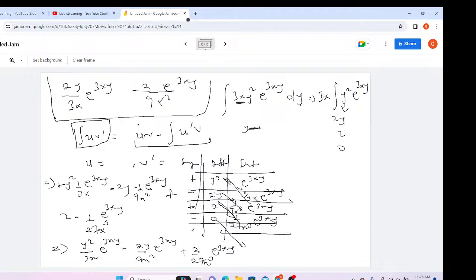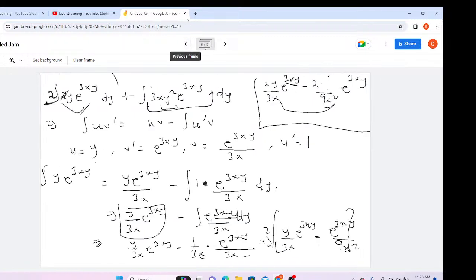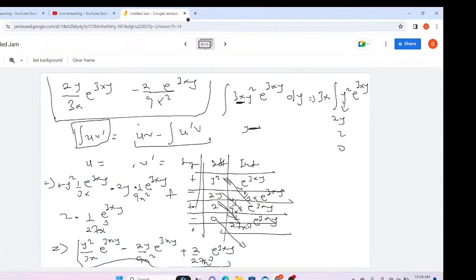So the whole of this is the integral for this part. So it looks complicated, and then the whole of this is also the integral for this part. So we just add them. We add it to this, and that becomes our complete integral for the n part. So 2y over 3x exponential 3xy minus 2 over 9x squared exponential 3xy. Now we want to merge this with our n.